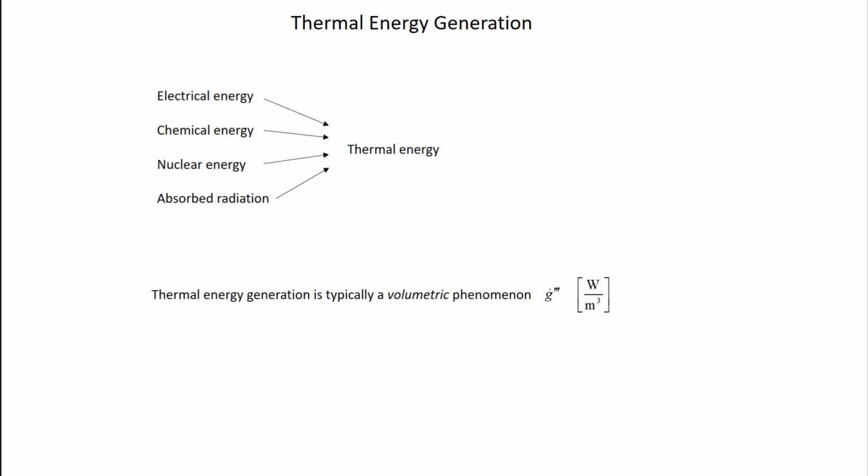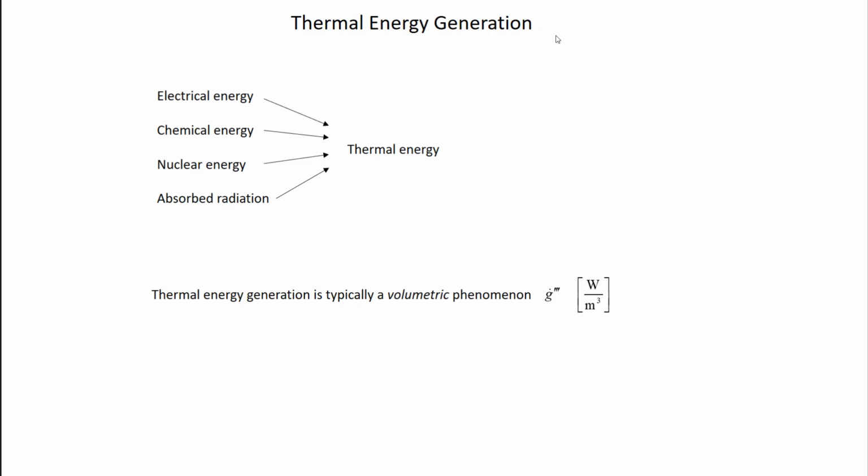Okay, today we're going to continue talking about steady state one-dimensional problems. We're just going to add a twist, which is this idea of thermal energy generation. Thermal energy generation is a concept that ought to initially give you a little bit of pause if you've taken thermodynamics, because in thermodynamics, one of the things we did for most of a semester is balance energy.